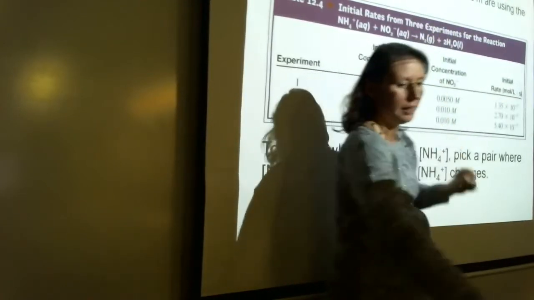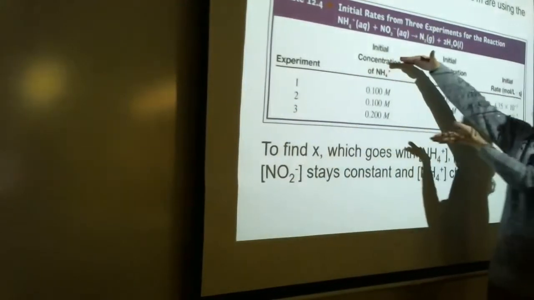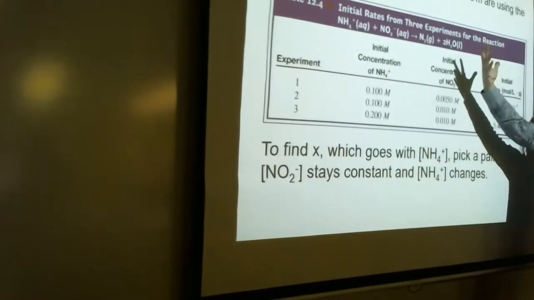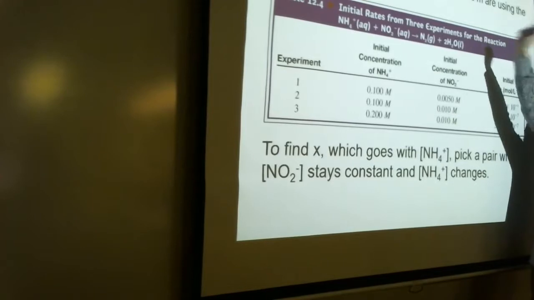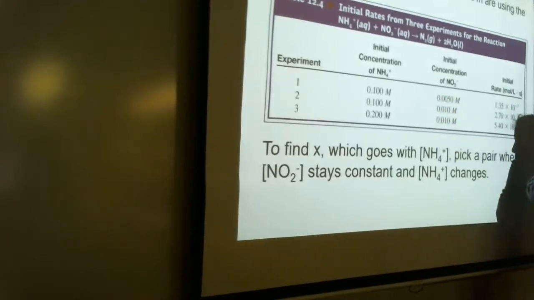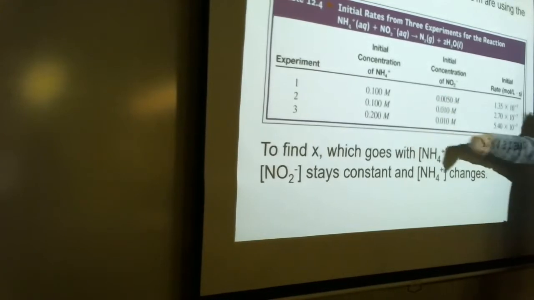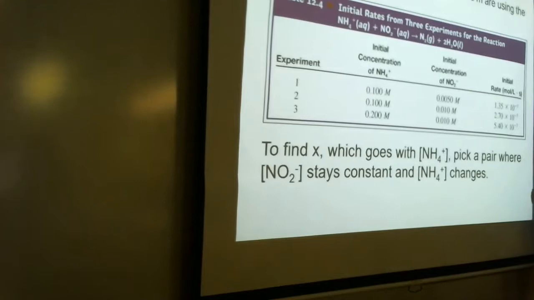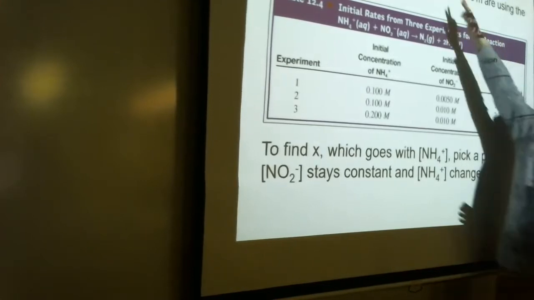That's step 1. And you've got to be given this data. So in lab this week, you're going to collect this data. That's what you're going to do in lab, and then you're going to figure out your rate law. Okay? So we've got trial 1, trial 2, trial 3. Okay? We've got concentration of NH4 plus, concentration of NO2 minus, and then the rate. So let's solve for x first.